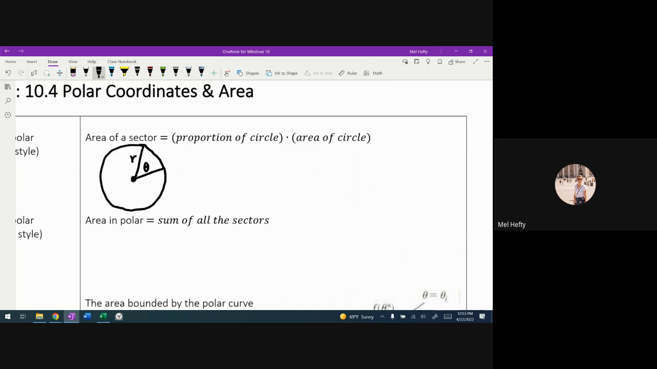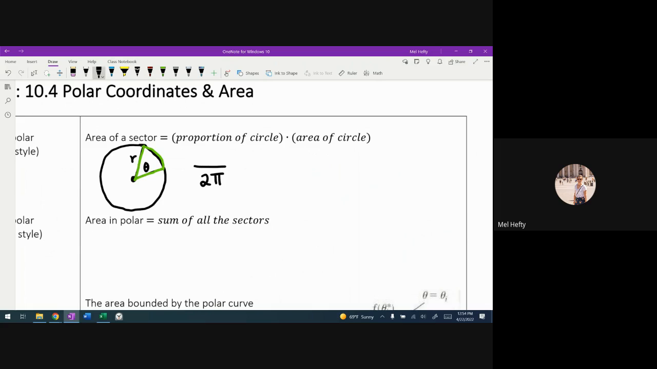Why am I talking about all of this? Because all of our polar stuff is in terms of theta and r. So how do we find the area of said pizza slice? We're going to take what proportion of the circle it is and multiply it by the area of the circle. So how much angle is in a full circle? If I want to start here and go all the way around in radians, 2 pi.